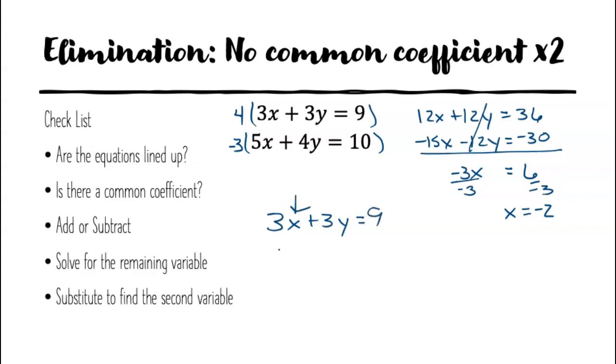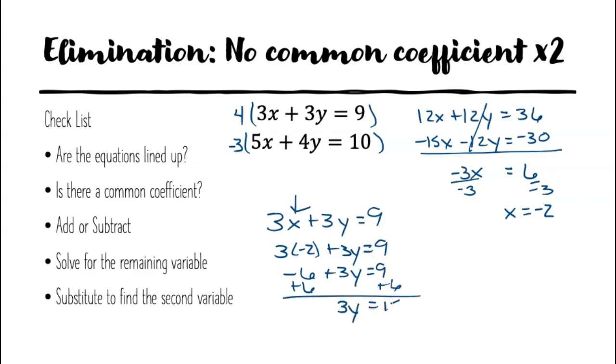I put it right here. So that'd be 3 times negative 2 plus 3y equals 9. Or negative 6 plus 3y equals 9. Add that 6 to both sides, and I have 3y equals 15. We can divide both sides by 3. I'm going to get y equals 5. So my solution, x then y, negative 2, 5.